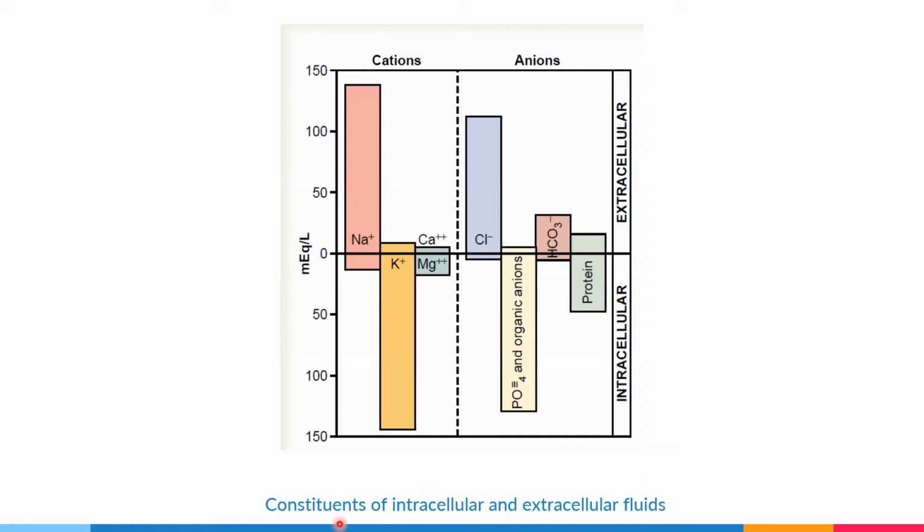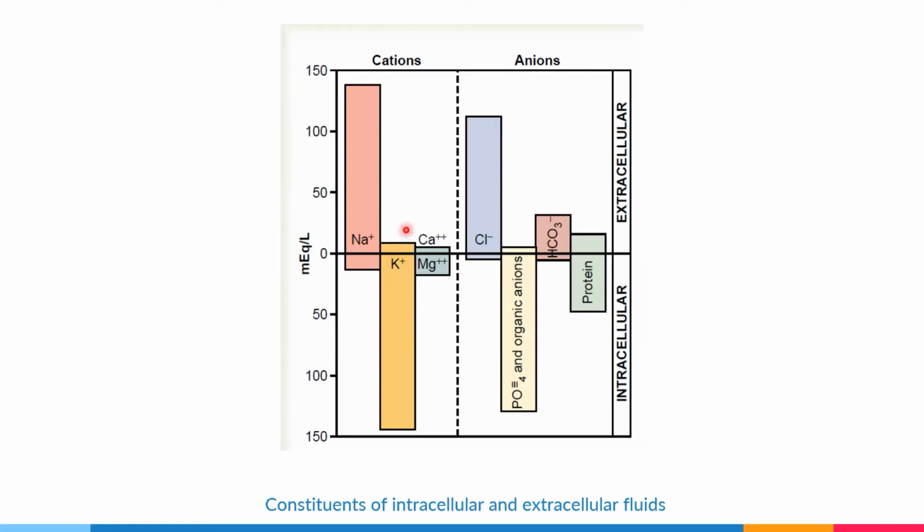Next, we have the constituents of intracellular and extracellular fluid. The different constituents are shown diagrammatically. To start off, we see that the extracellular compartment has a large amount of sodium ions, and the intracellular compartment has a huge amount of potassium ions. This is probably the topic that we have looked into again and again from the first lecture itself, that the extracellular fluid is abundant in sodium, while the intracellular fluid is abundant in potassium.